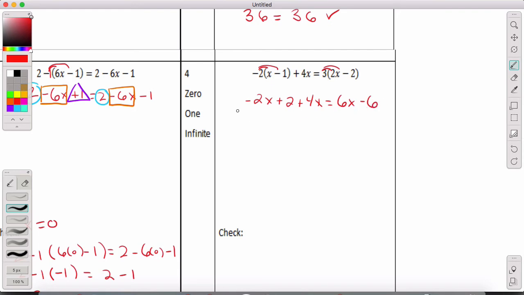All right, we want to get all of our integers and all of our x's to one side. But hold on, we got some x's here and some x's here. I got negative 2 plus 4x, so we're going to end up with 2x plus 2 equals 6x minus 6. Move all my integers to one side, so subtract, get 2x equals 6x.